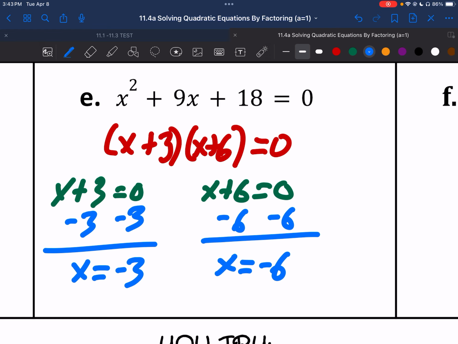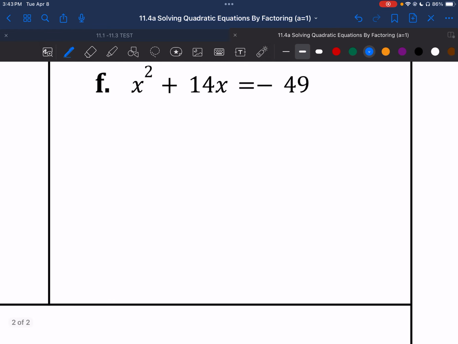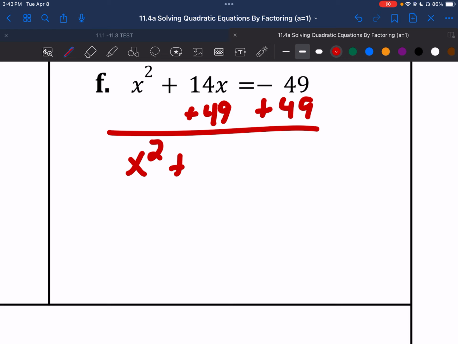All right, letter F. We're not in standard form because we're not equal to 0 right now. So I need to start by adding 49 to both sides. We need this to be equal to 0. So we have x squared plus 14x plus 49 equals 0. So now, when I look at this, I see 49 is a perfect square. x squared is a perfect square. Where do I remember something about a special case where we have a perfect square for the first and last terms? We could check to see if it's a perfect square trinomial.